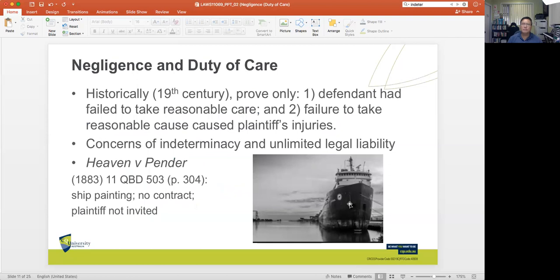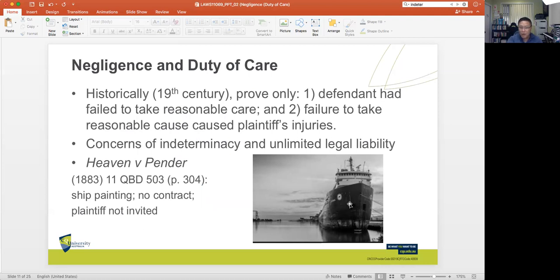Historically, when it came to the tort of negligence, the only things that needed to be proven were that, one, the defendant had failed to take reasonable care, and as a result of the failure to take reasonable care, it caused the plaintiff's injury. So if these two elements were there, bang, the defendant would be held liable for the tort of negligence.